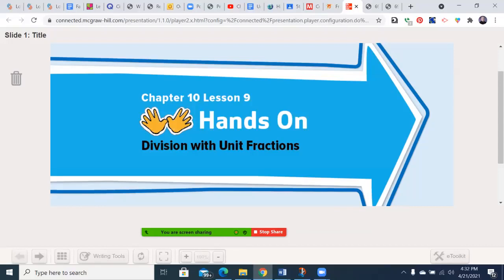Today's lesson, Chapter 10, Lesson 9, Hands-on Division with Unit Fractions.